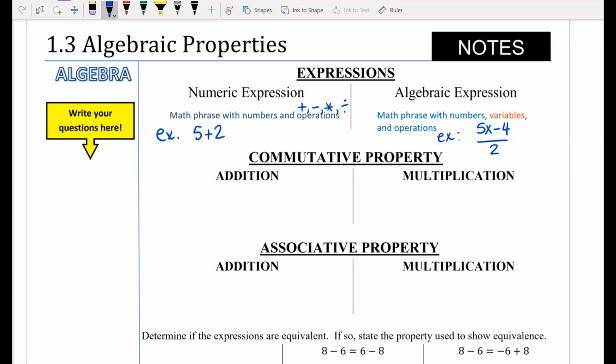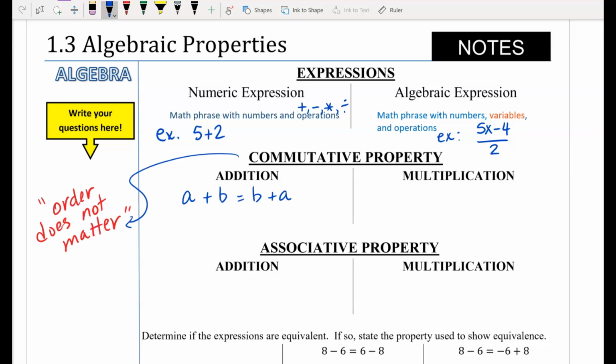Now let's look at properties. Properties allow us to set expressions equal to each other and know that they're going to stay equal to each other. So we have the commutative property of addition and multiplication. One way to think about commutative property is that order does not matter. If I'm adding two things together, a plus b, where a and b represent numbers, then that's going to be the same value as switching the order, b plus a.